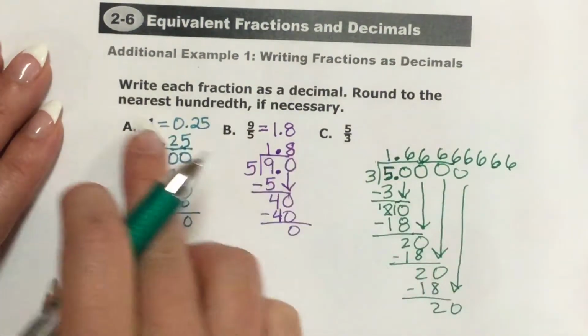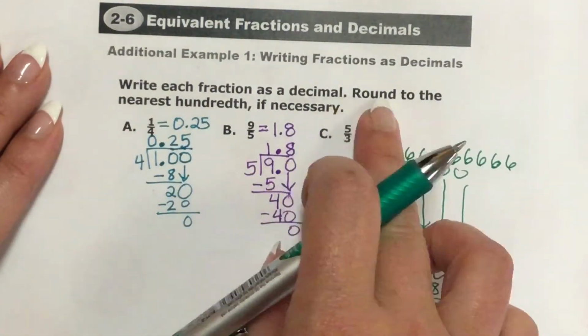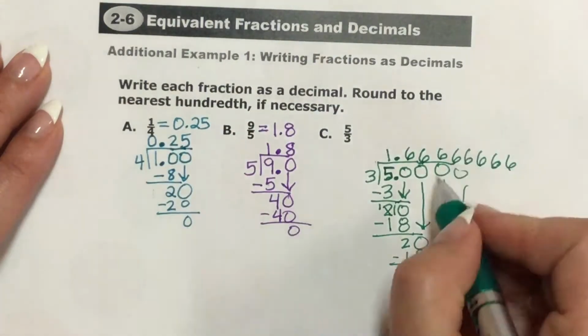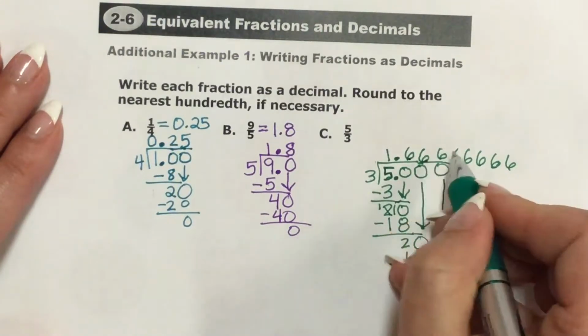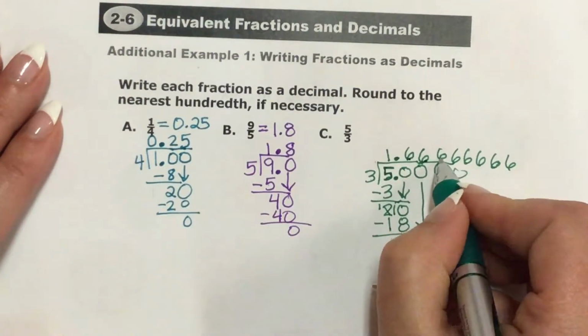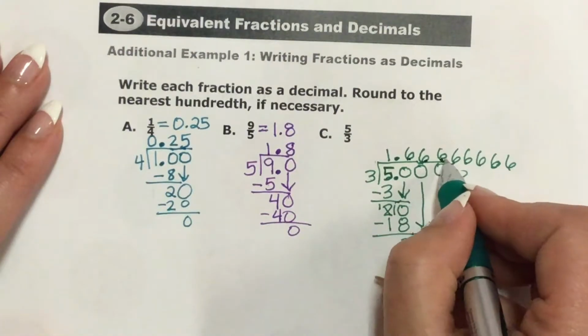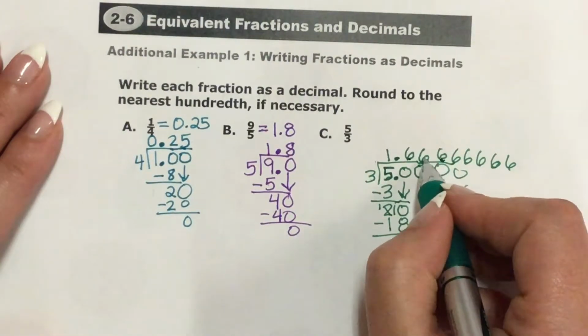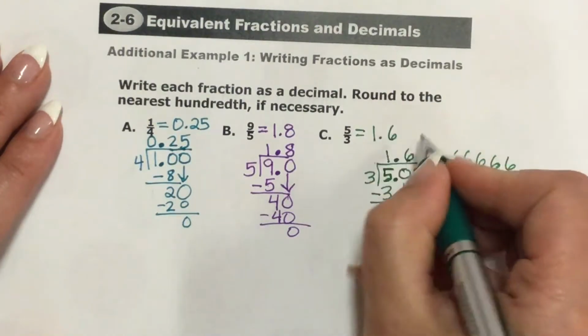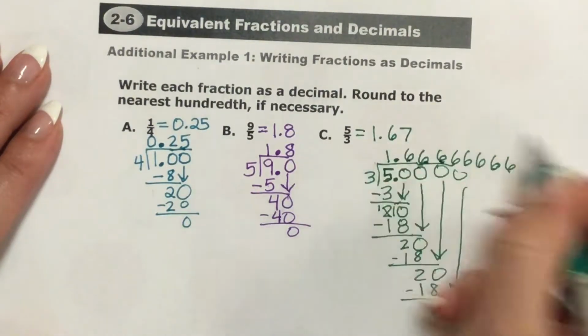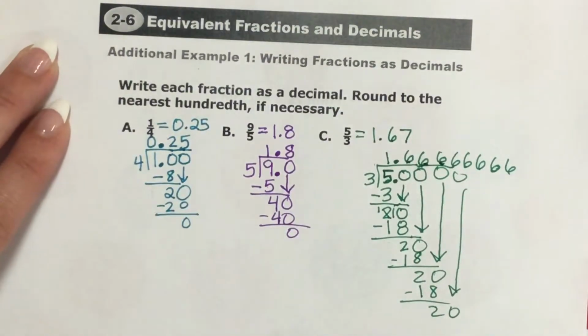So this is an instance where it says write each fraction as a decimal and round to the nearest hundredth. If you remember, this is the tenths place, and this is the hundredths place. So we're going to look at this 6. It's more than 5, so we're going to round this 6 up to a 7. The decimal equivalent rounded to the nearest hundredth would be 1.67. That would be the answer there.